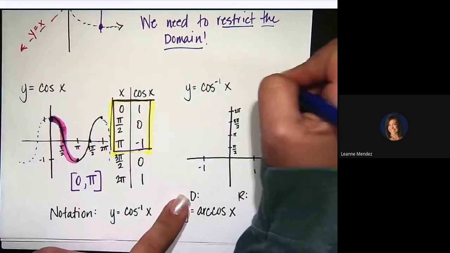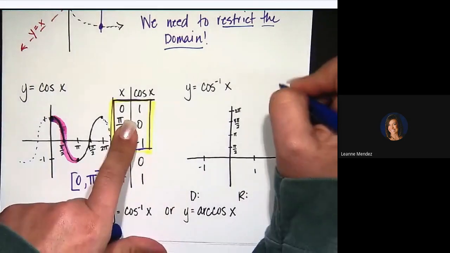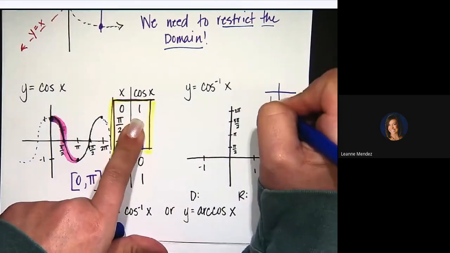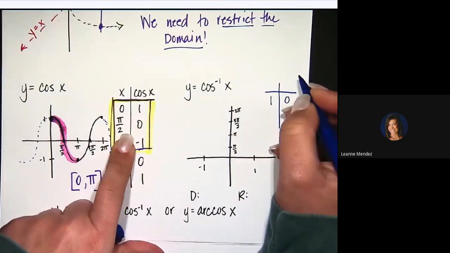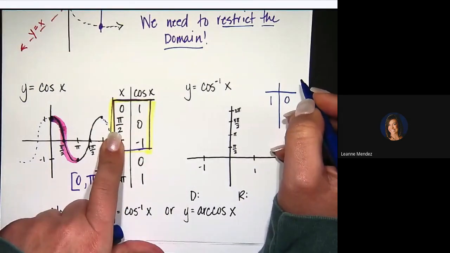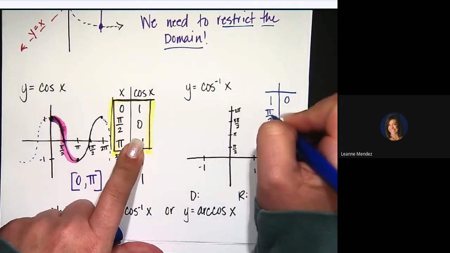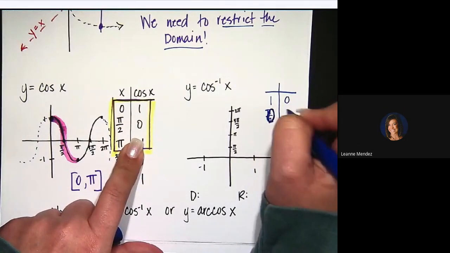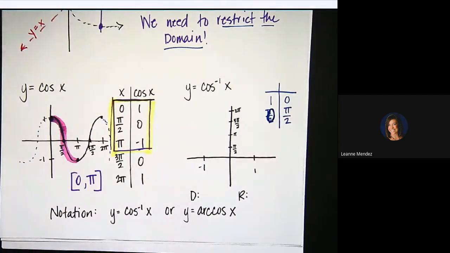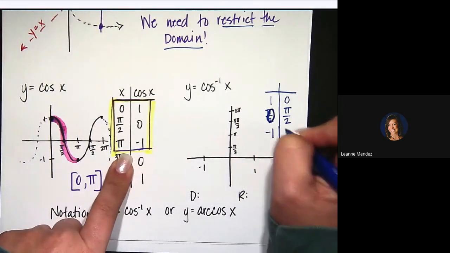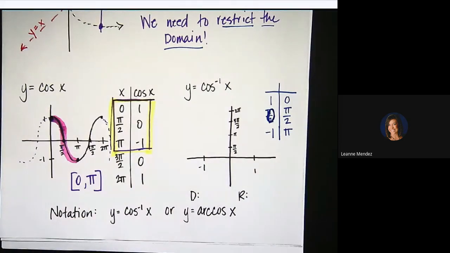So if I do my inverse and I switch these, then instead of 0, 1, this is going to become 1, 0. Instead of pi over 2, 0. Why did I do that? Sorry. It's going to be 0. I have to switch it. Pi over 2. And then instead of pi, negative 1, I'm going to be at negative 1, pi. So I switched them all.